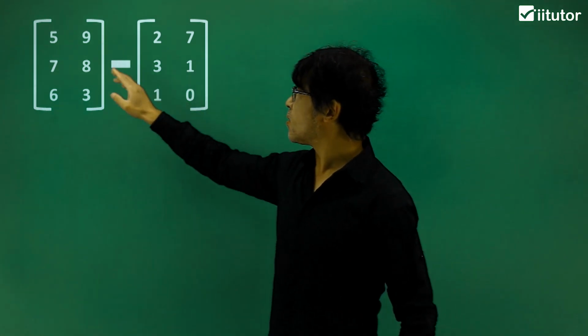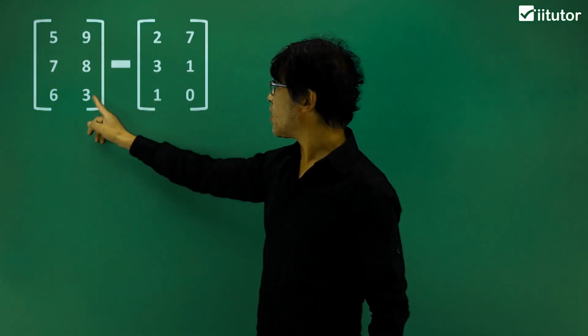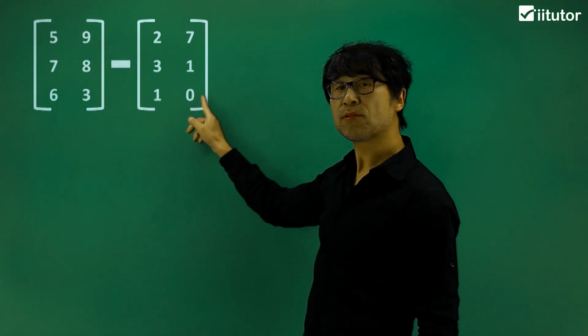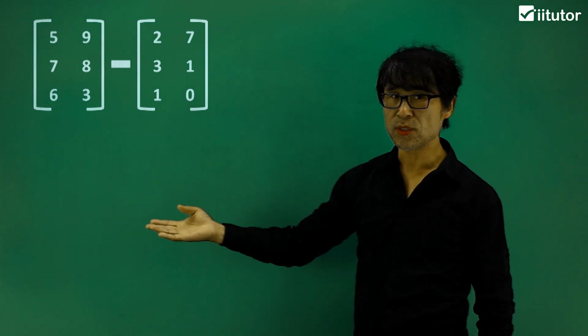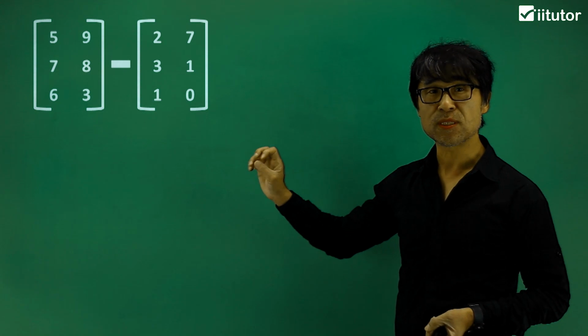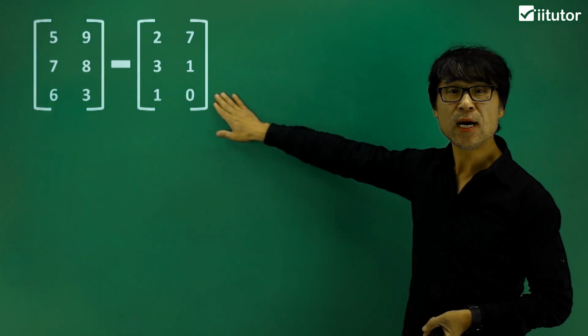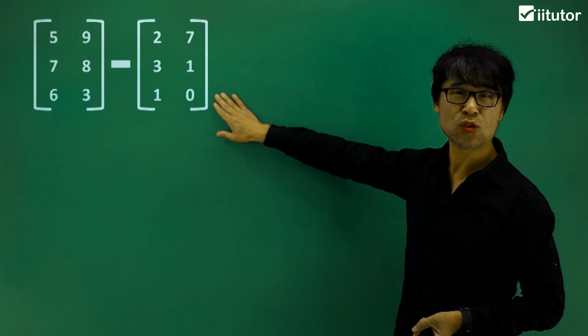So, 5 minus 2 is something, right? And then 3 minus 0 is something else. So that's all you need to do. But make sure before you perform the matrix subtraction, those two matrices are the same size. Other than that, you can't do it.